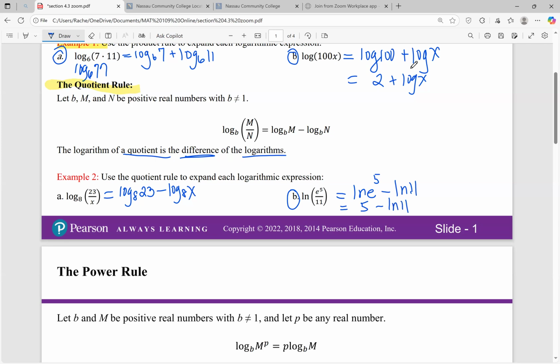And the reason is, look, I notice I have base e here, so I'll write this up here. Natural log of e to the 5th, but we're also in base e, right? Whenever I see ln and I don't see a base, it's e. So this is basically saying e to the what power is equal to e to the 5th. And that power would have to be 5, right? So we end up with 5 minus the natural log of 11.